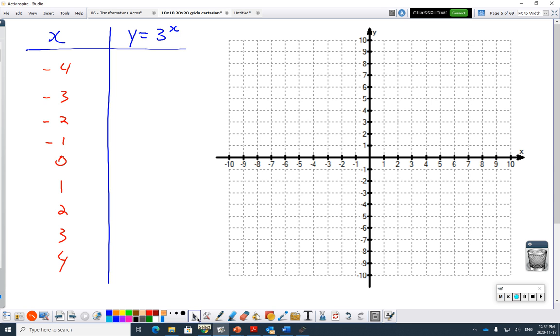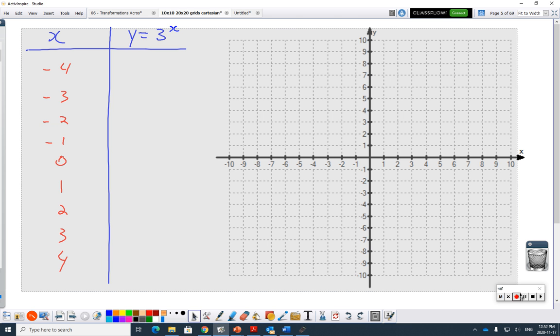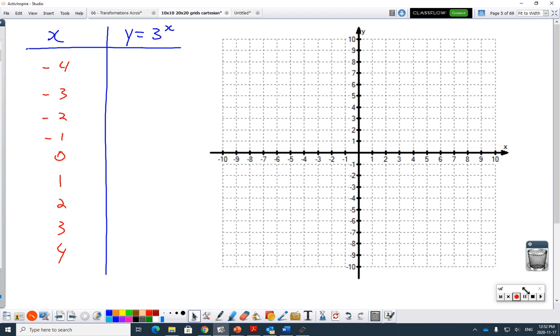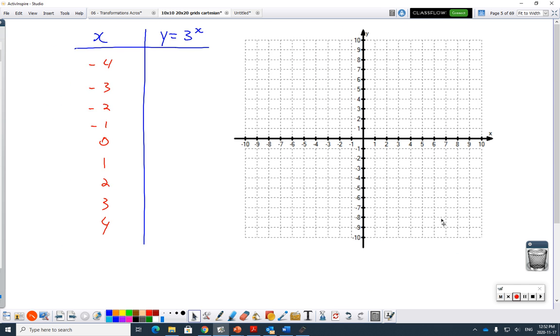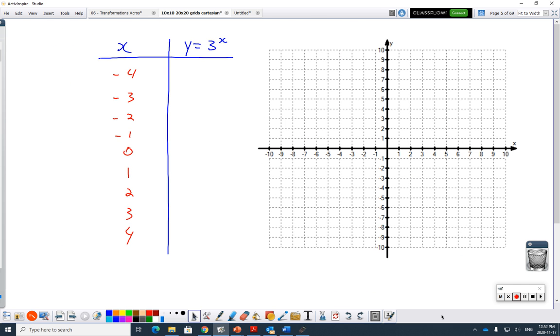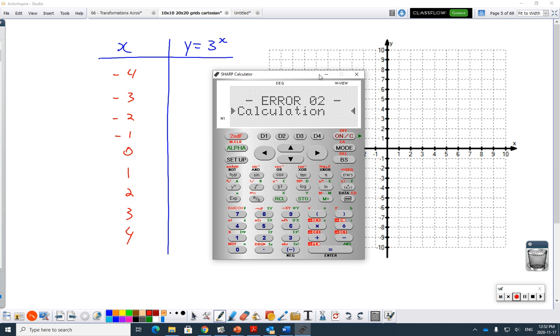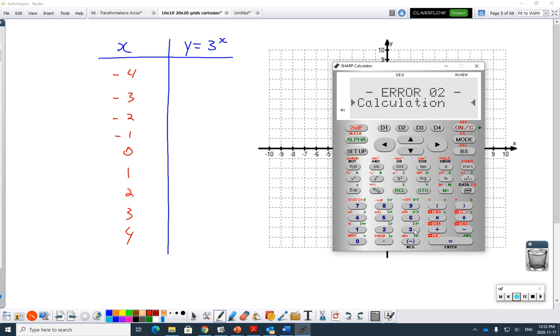Now, I'm going to need some more space, so I'm going to pull this trick off here. Just buy myself a little bit of space. There. Okay, so calculator. 3 to the exponent of -4. 0.01.